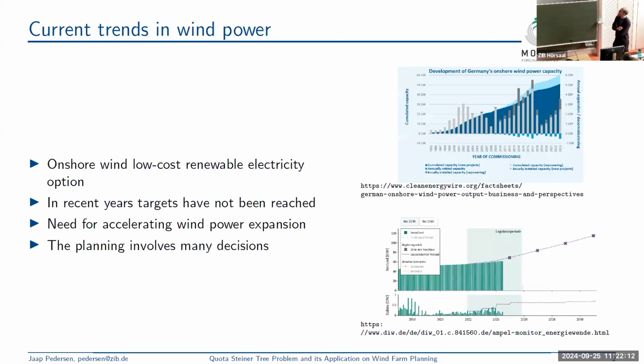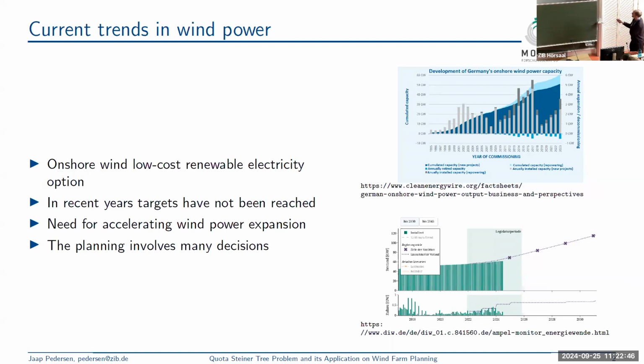Okay, let's go. So, current trends in wind power. First of all, onshore wind power is a very low-cost renewable electricity option. And you can see over the years, the onshore capacity has been growing a lot. These are the newly installed or repowered capacities. You can see there's some growth, then there's a drop again, then Corona, the war in Russia, but it's still growing again.